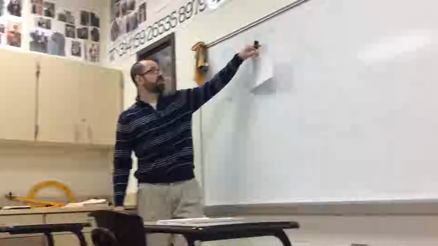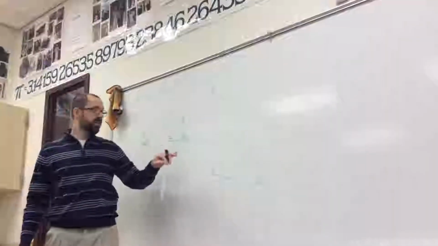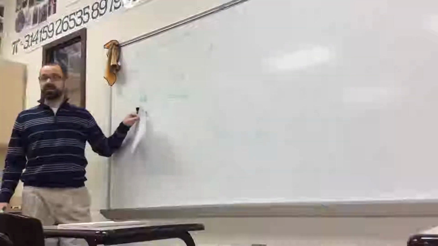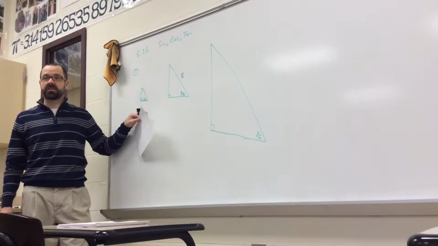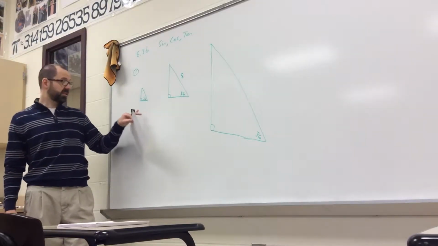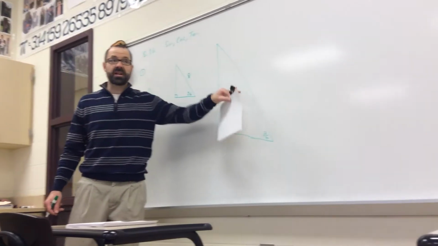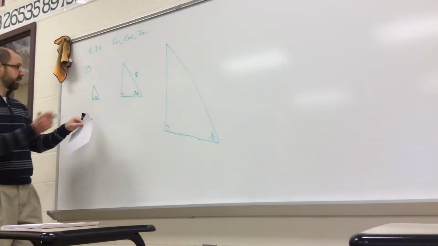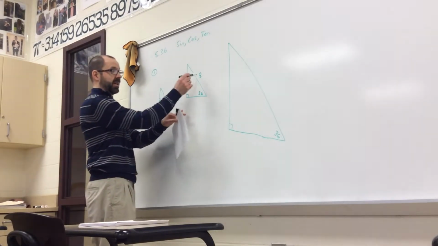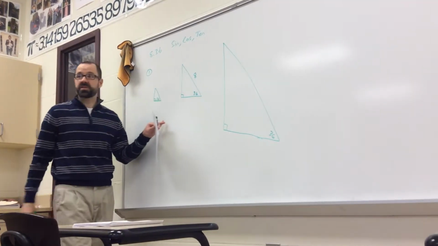So the sine and the cosine and the tangent is going to be equal for all of these triangles, because sine, cosine, and tangent are fractions. So on this triangle, this fraction is going to equal this fraction is going to equal this fraction. And this fraction is going to equal this fraction is going to equal that fraction, because all these triangles are similar.